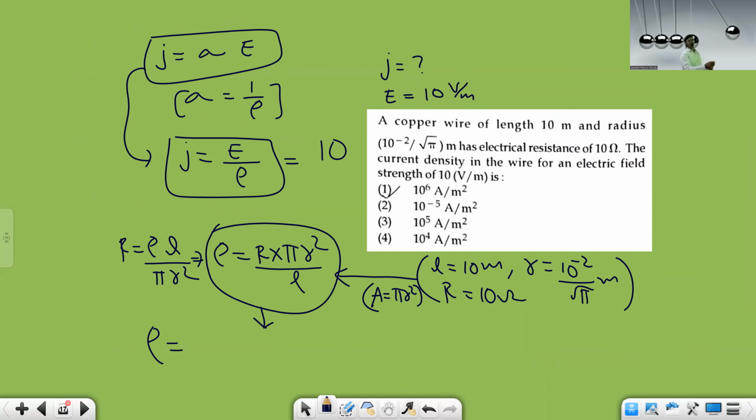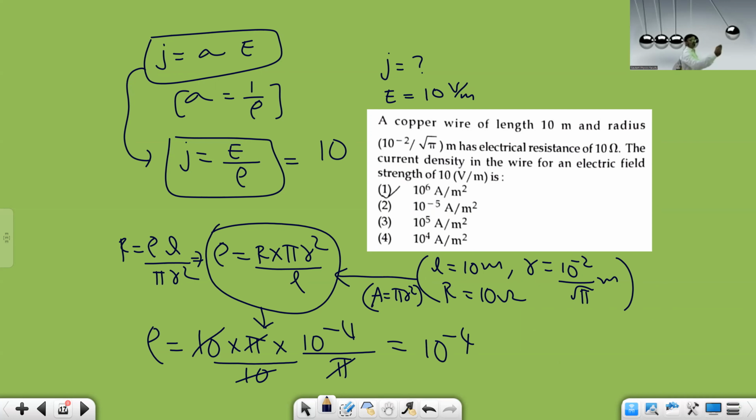So what should I write here? Rho is equal to R value, what they have mentioned, capital R. Capital R is 10 into pi into small r square. That is nothing but 10 power minus 2 by root pi, means 10 power minus 4 by pi. And I can write in the denominator L value as 10. L value is 10. So 10 cancels, pi gets cancelled, rho value is 10 power minus 4. Is it clear? So here simply 10 power minus 2 whole square is 10 power minus 4. R value, L value 10 cancel. 10 power minus 4 is the rho.